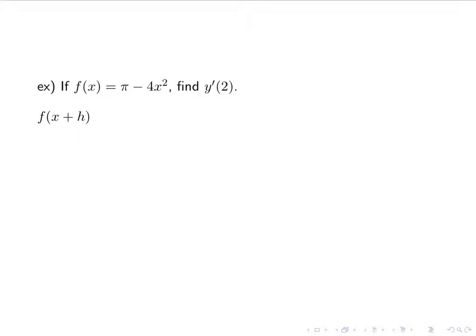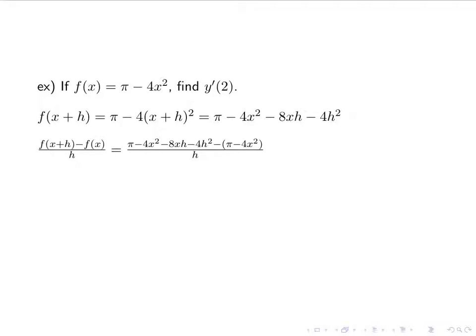So f of x plus h is pi minus 4 times x plus h squared. Again, don't forget to distribute the negative. You're subtracting that entire thing. And then I'm going to plug it into the formula. The pi's cancel. The 4x squareds cancel. And I'm left with negative 8xh minus 4h squared all over h.